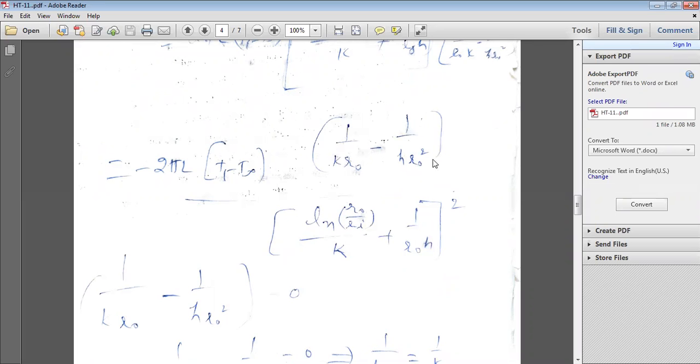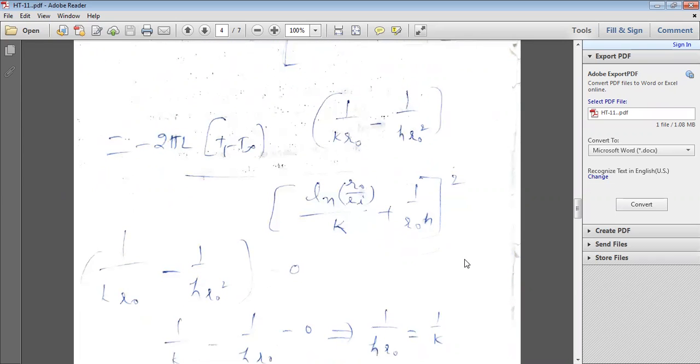But what should be equated to 0? Which term should be equated to 0? This term only should be equated to 0. That's why 1 by K Ro minus 1 by H Ro square is equal to 0. All of you listen very carefully: 1 by K Ro minus 1 by H Ro square is equal to 0.